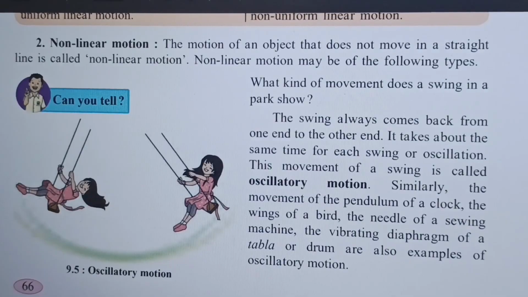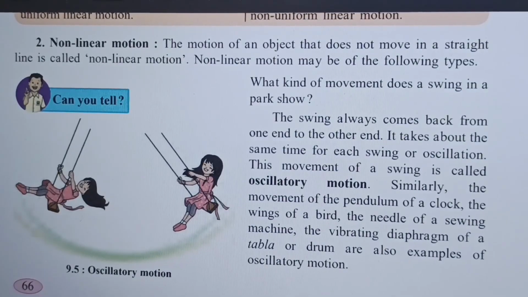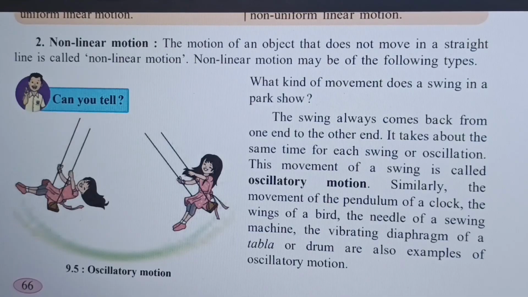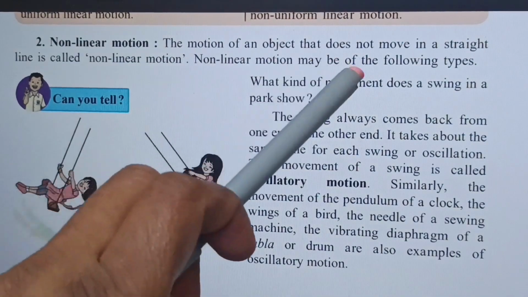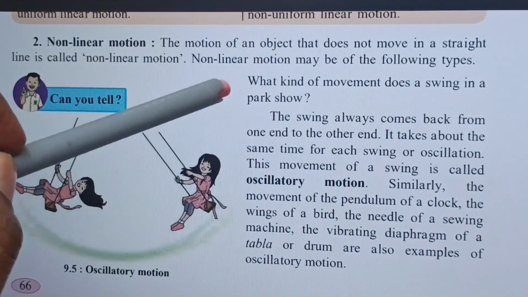Next is non-linear motion. The motion of an object that does not move in a straight line is called non-linear motion. All the motions that don't go in a straight line are non-linear motions. Non-linear motion may be of the following types.